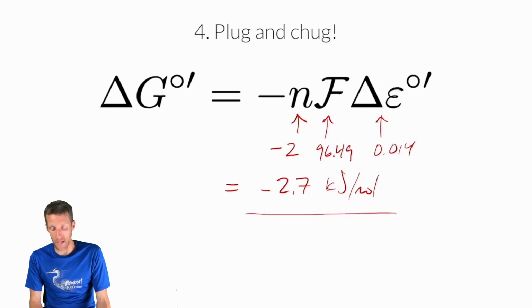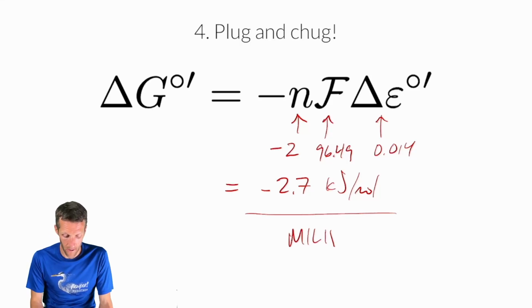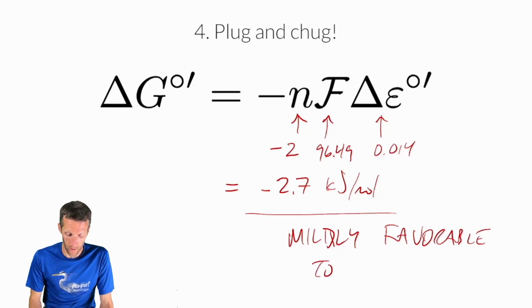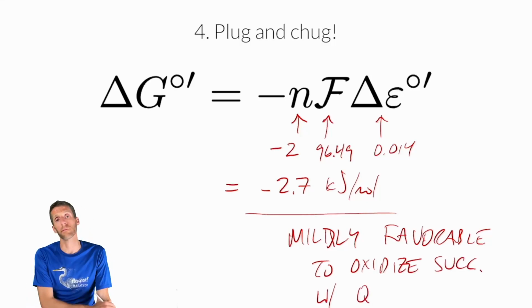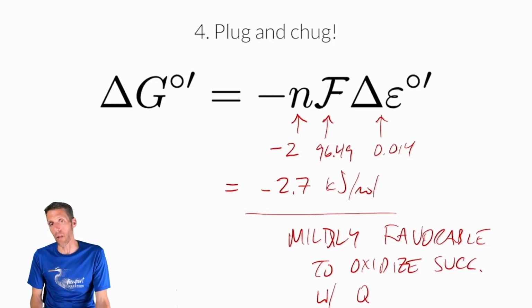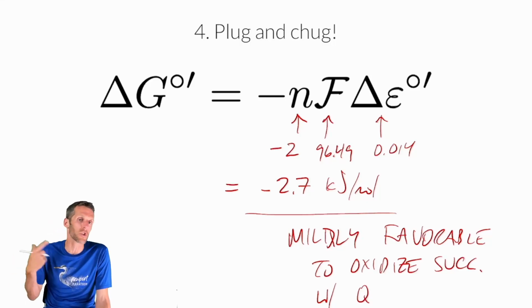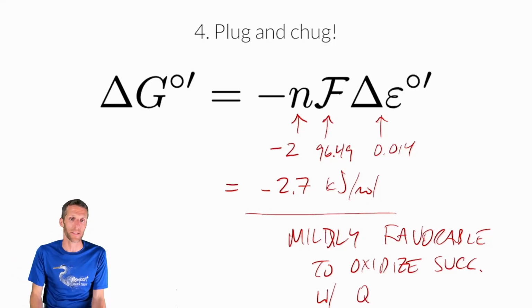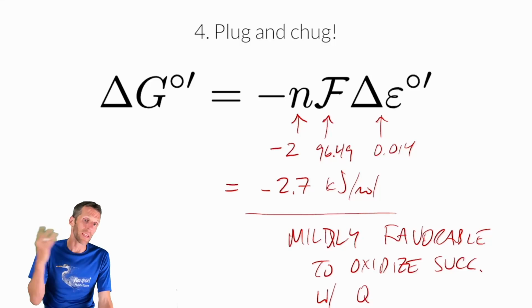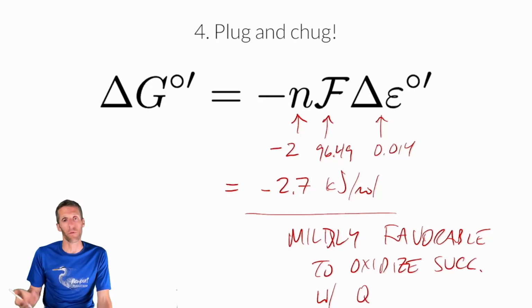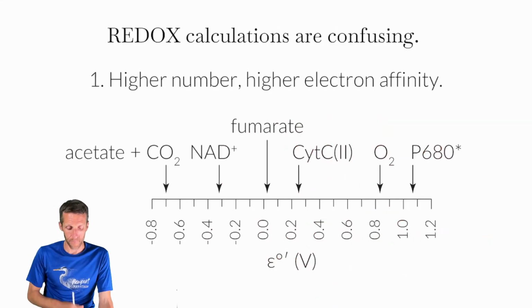So what this says is it is mildly favorable to oxidize succinate with Q. And indeed, that's how it's used biologically. This is a favorable-ish reaction that happens as part of the citric acid cycle. And once we get into metabolism proper, we're just going to see these over and over and over again. So this is a really helpful skill to have and to develop.